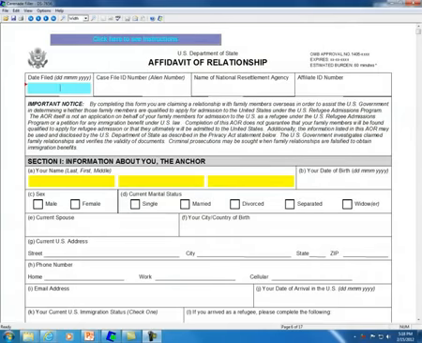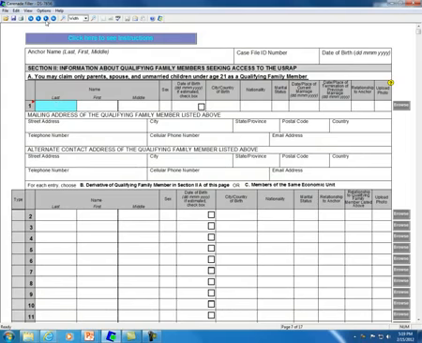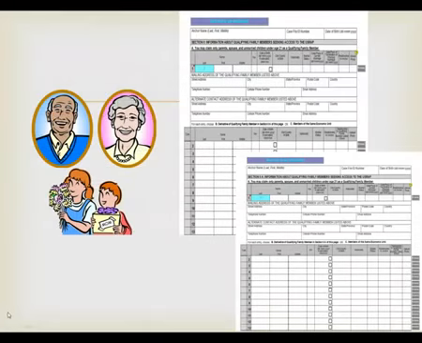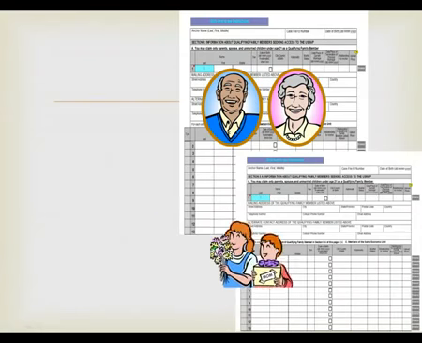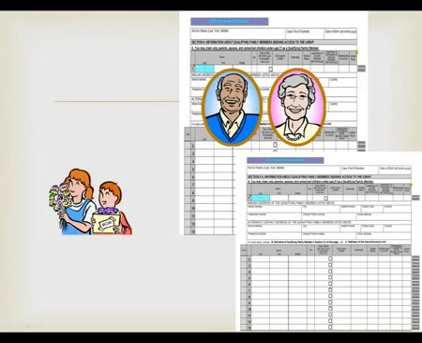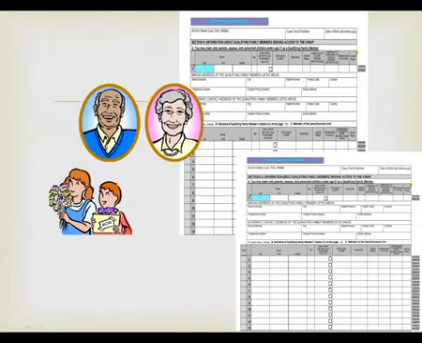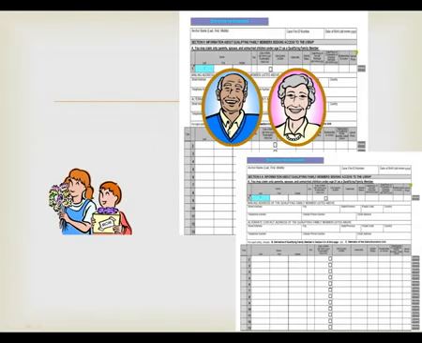Now that we have seen the instruction guide, let's take a look at the form. The AOR is divided into 5 sections. Section 1 is information about the anchor. Section 2 is where information about the qualifying family member will be recorded. Earlier, I mentioned an anchor can file for multiple family members using one AOR form. To do this, an anchor would complete Section 2A for the next qualifying family member and Section 2B if there were an additional qualifying family member.